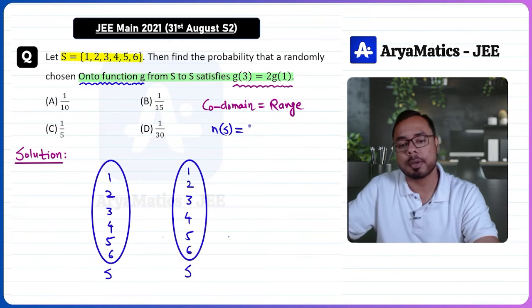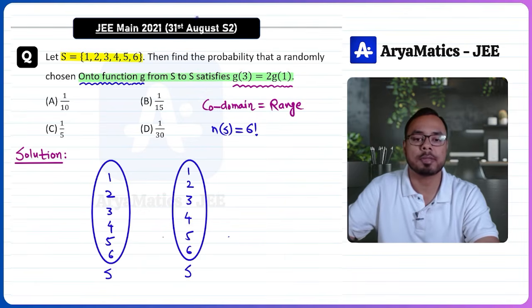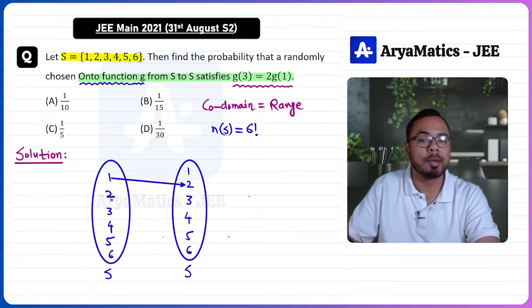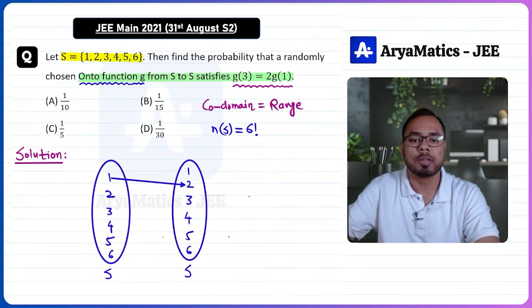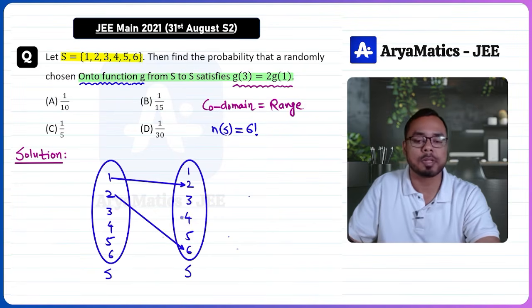And that will be nothing but 6 factorial, because for the first element 1 we have 6 options, right? For this element 1 we can connect with any one of these 6 elements. Let us say f of 1 is 2. Now for 2 we have only 5 options, right? Because we have to make the function 1-1. So for the next element 2, it will be either 1 or 3 or 4 up to 6. Let us say if f of 2 is 6, then for f of 3 we have only 4 options, and so on.